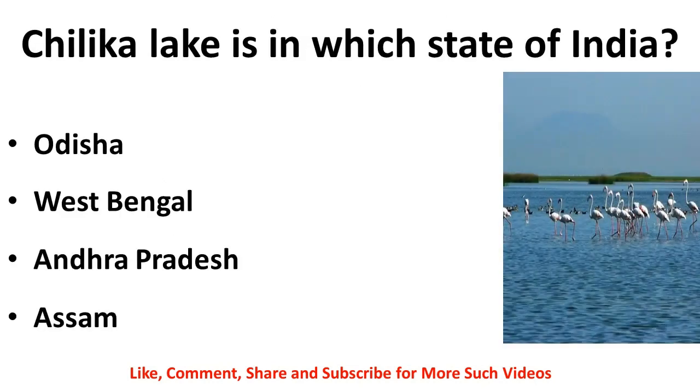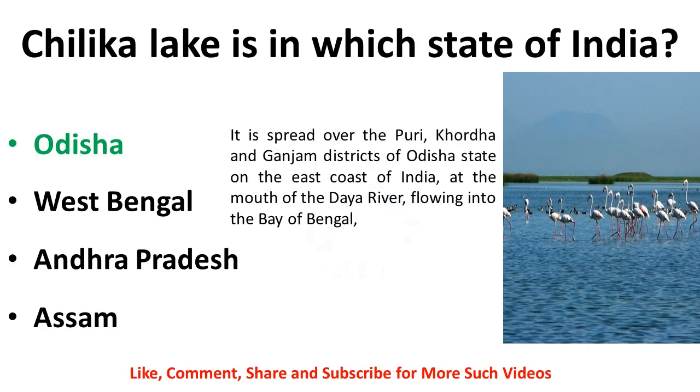Chilika Lake is in which state of India? I have already told you this. The options are Orissa, West Bengal, Andhra Pradesh or Assam. You should be able to answer this. The correct answer is Orissa. Chilika Lake is spread over the Puri, Khordha and Ganjam districts of Orissa state on the east coast of India at the mouth of Daya River flowing into the Bay of Bengal.